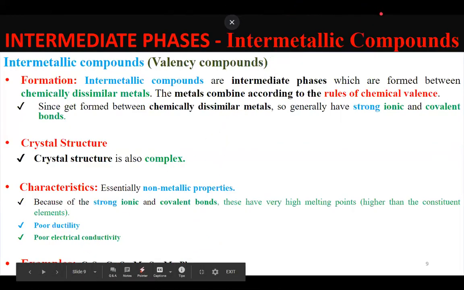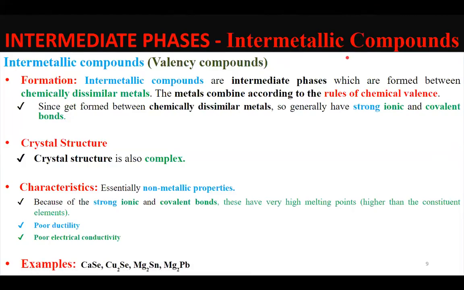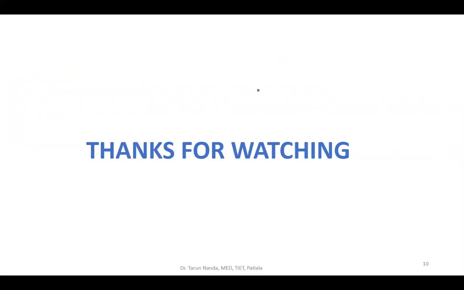So students, I think it is now clear what the two main types of phases are based on the properties. They are solid solutions and intermediate phases. We have discussed the two types of solid solutions, and now we have discussed the three types of intermediate phases that can form in alloy systems.